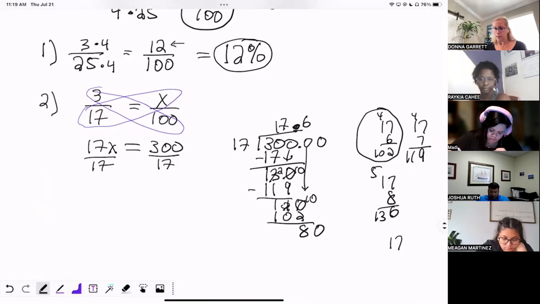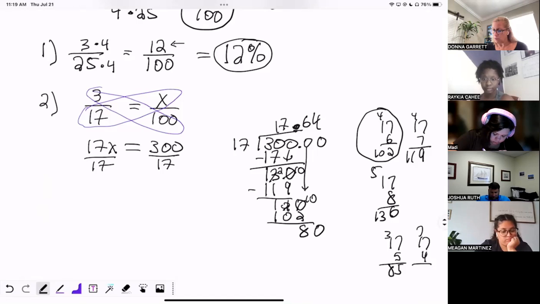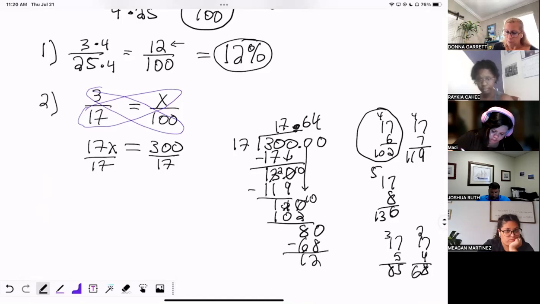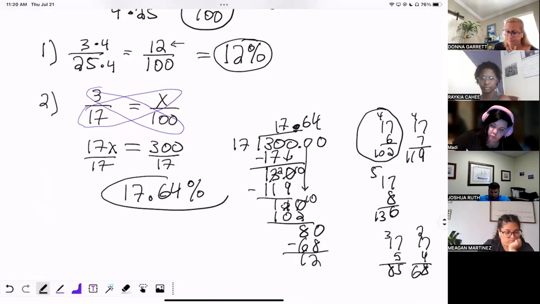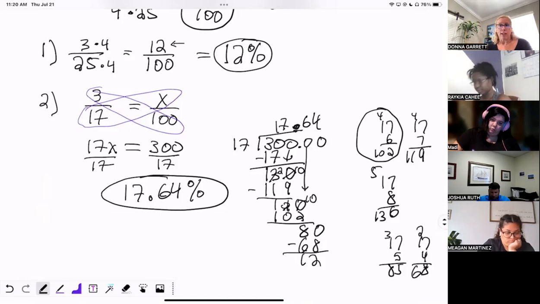17 times 5 is too much. Let me see. I'm doing it in my head. That's 85. Yep, so it's going to be 4. So what's 17 times 4? It's 68. And yeah, we can keep going forever, but we're rounding to the nearest tenth. So this would be 17.6%.